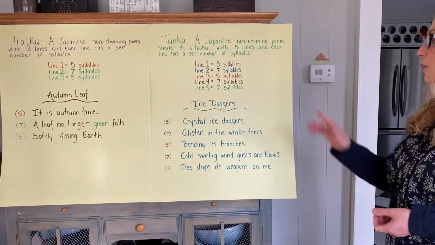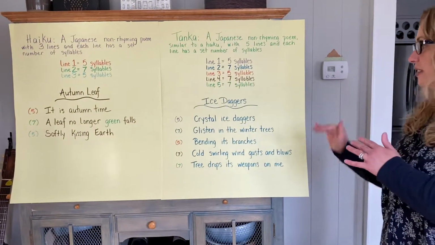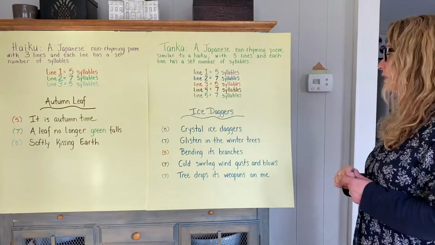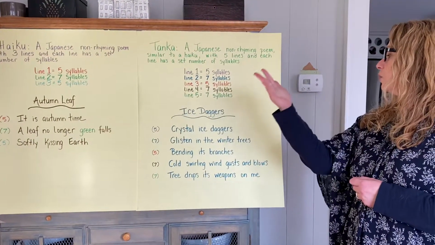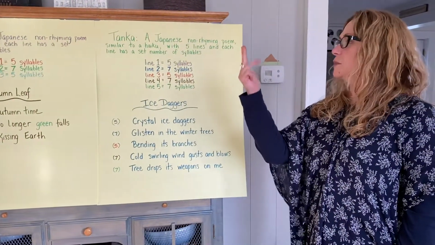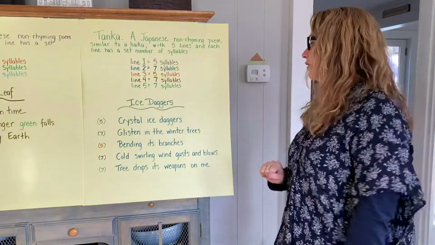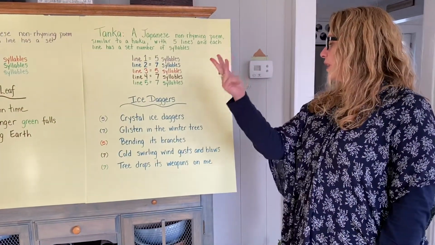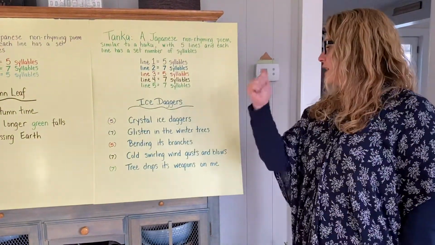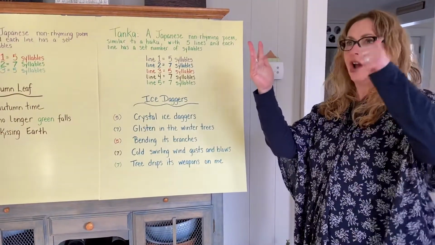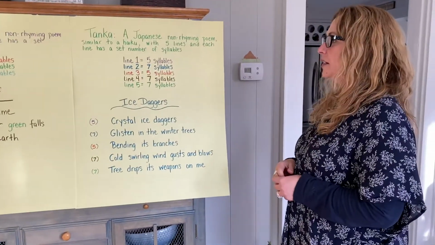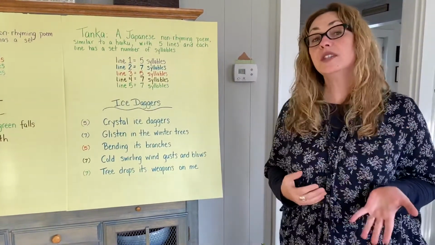Okay, so let's listen for the 5-7-5-7-7. Crystal ice daggers, that's 5. Glisten in the winter trees, that's 7. Bending its branches, 5. Cold swirling wind gusts and blows, 7. Tree drops its weapons on me, 7. Okay, it's definitely a tanka. It follows the pattern. So where's the personification?